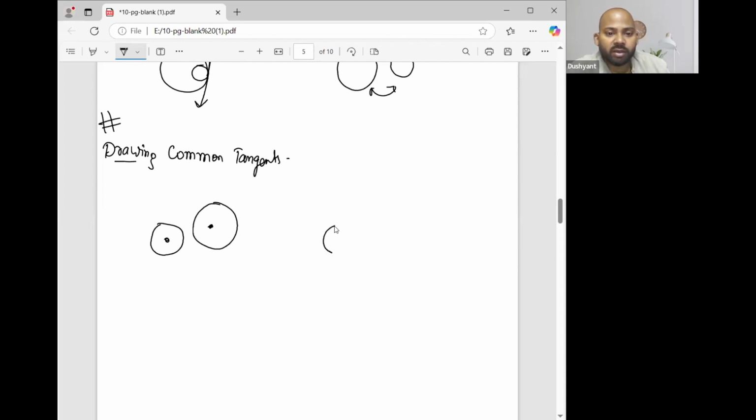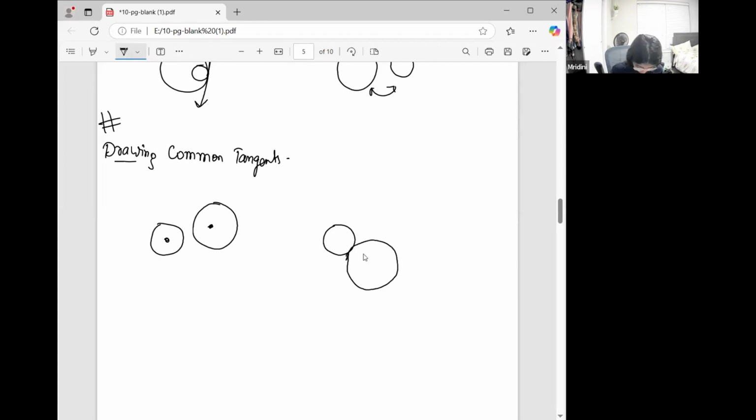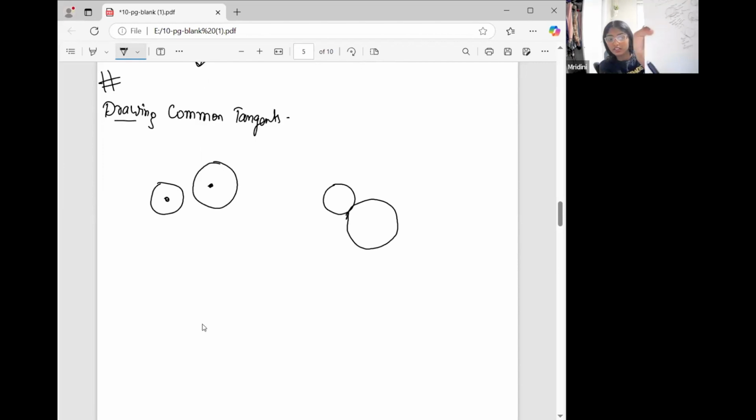Similarly, I can have... try to draw the common tangent, please, and show me. For those two, there are the levels. For these two, I think the common tangent will be like this, right? This one.